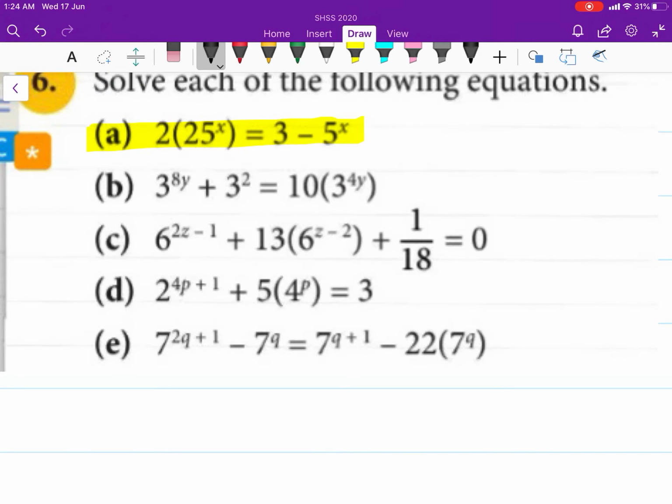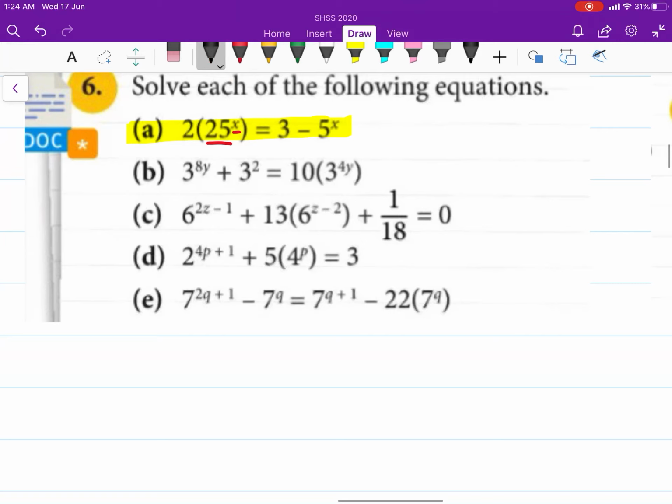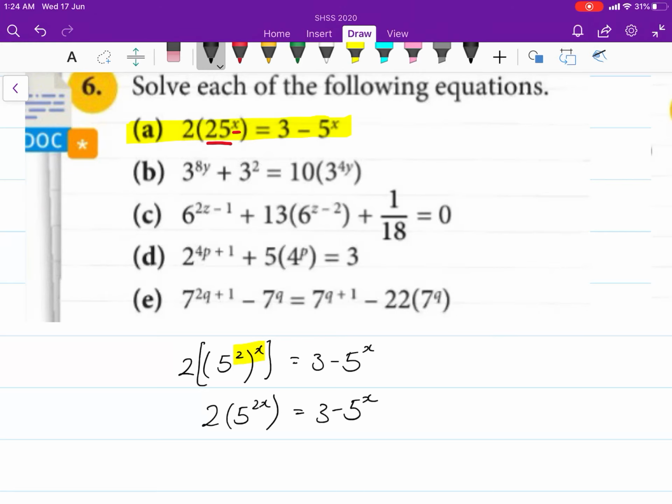Now, if you notice question 6a, we have 25 to the power of x, and we know 25 is 5 to the power of 2. So we need to simplify that. So we have 2 times 5 to the power of 2, power x, equals to 3 minus 5 to the power of x. Simplify this using indices. I get 2 multiplied by 5 to the power of 2x equals to 3 minus 5 to the power of x.